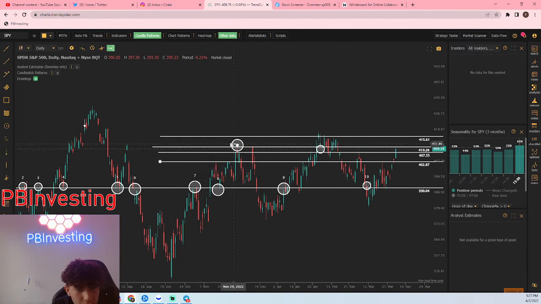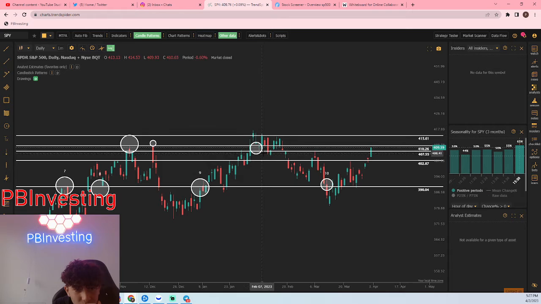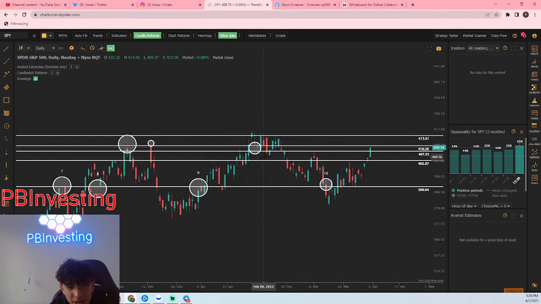We rejected it one time right here. We rejected it one time right here. We rejected it right here. But then when we broke above it, we retested it. Right when we broke above that level, it became support. Our resistance level that we rejected became support. That's key.